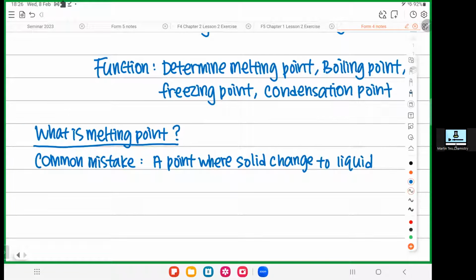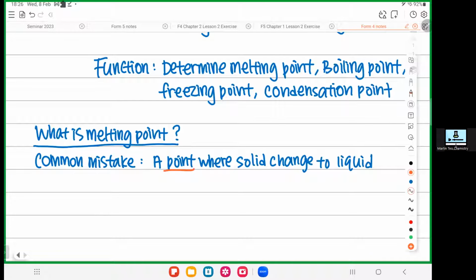Melting point is not a point. It's not a point on a graph like this. No. Melting point is a temperature. For example, what is the melting point for ice? 0 degrees Celsius. What is the melting point for aluminium, for example? 2,700 degrees Celsius. You don't need to memorize that. So all these melting points are what? They are a temperature. Melting point is not a point. So this word is wrong already.